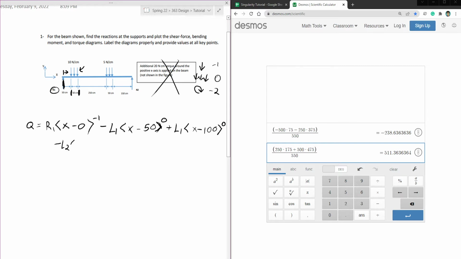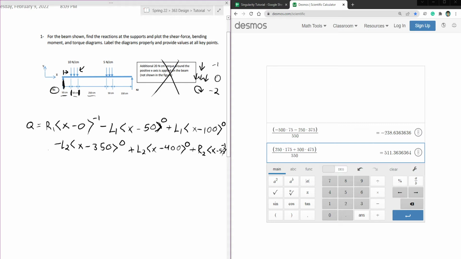Minus load 2, where X is, and we have 50 plus 50 plus 250, which is 350, to the power of 0, plus when it stops, L2, X, and it goes another 50, so minus 400, 0. And our final reactive force, plus R2, and it starts where X is 550, and I just ran out of space, but that is a -1.